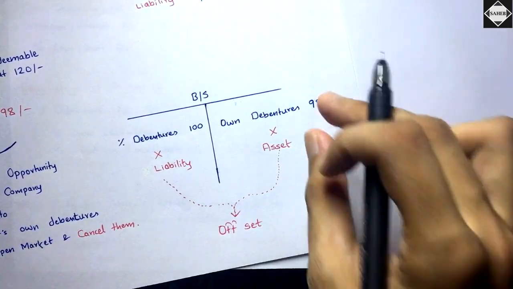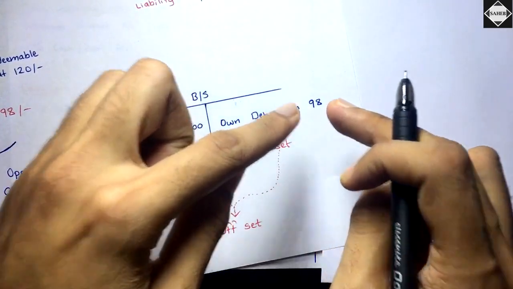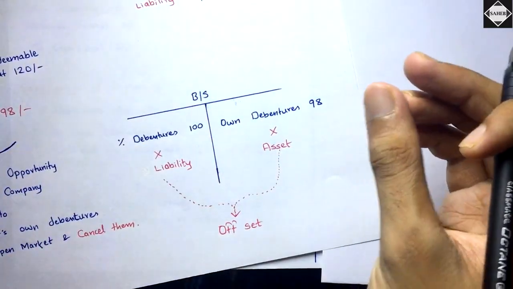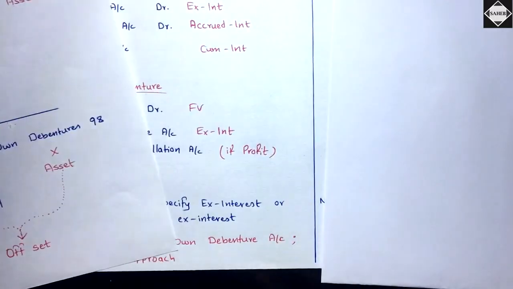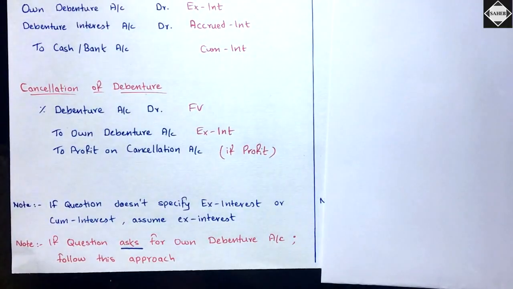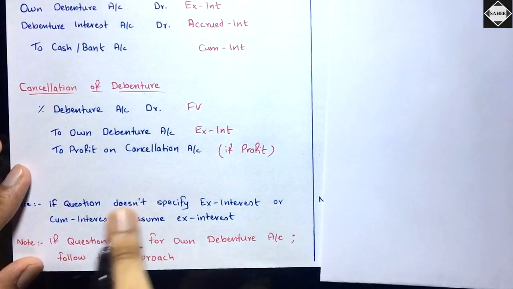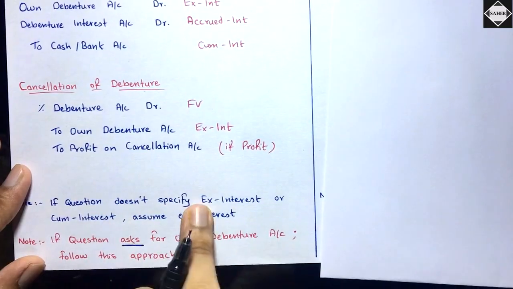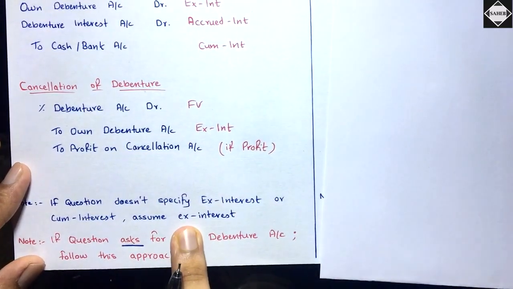If they tell you it's cum interest, then in that only you have the accrued interest. So calculate the accrued interest and separate it like that. You will understand practically when we solve the problem. Don't worry, it's very simple. Fine. So if the question is silent regarding ex interest or cum interest, just assume it is ex interest.